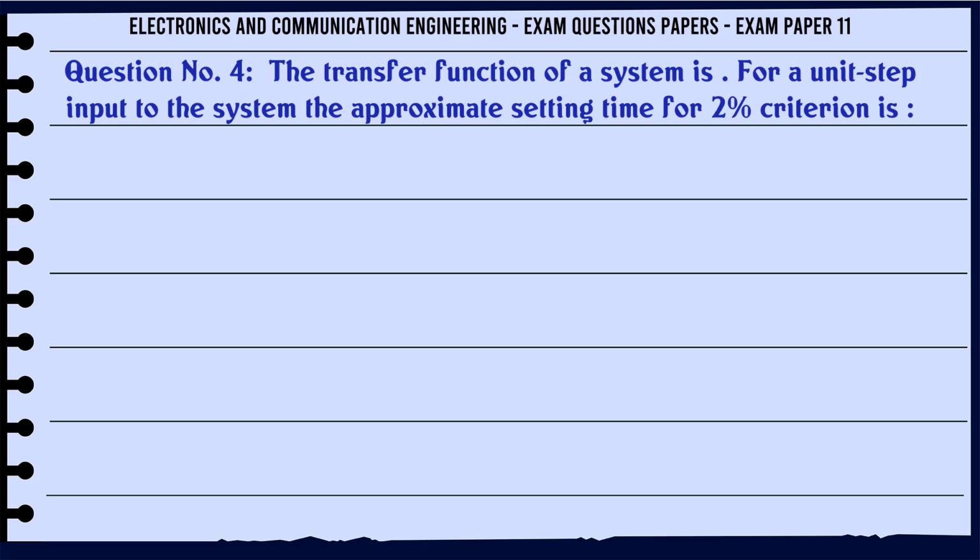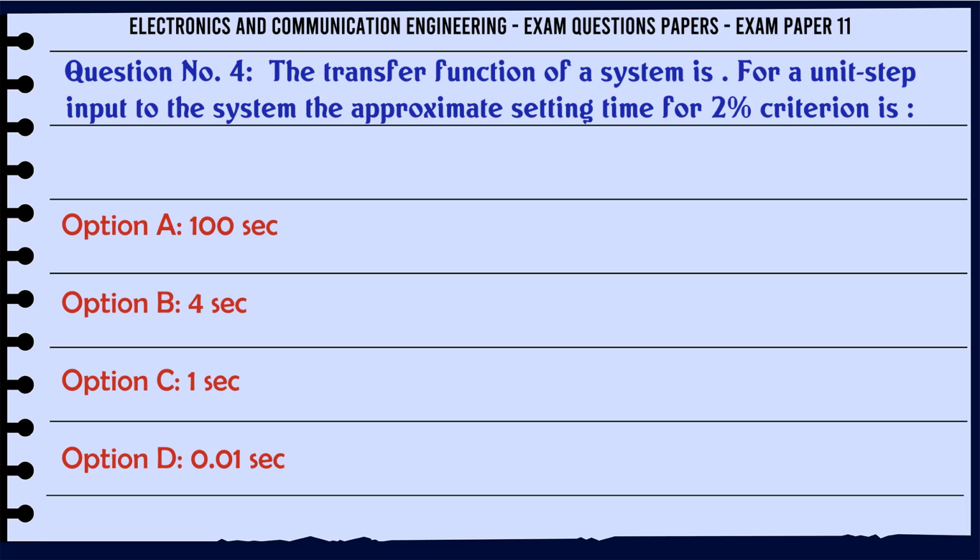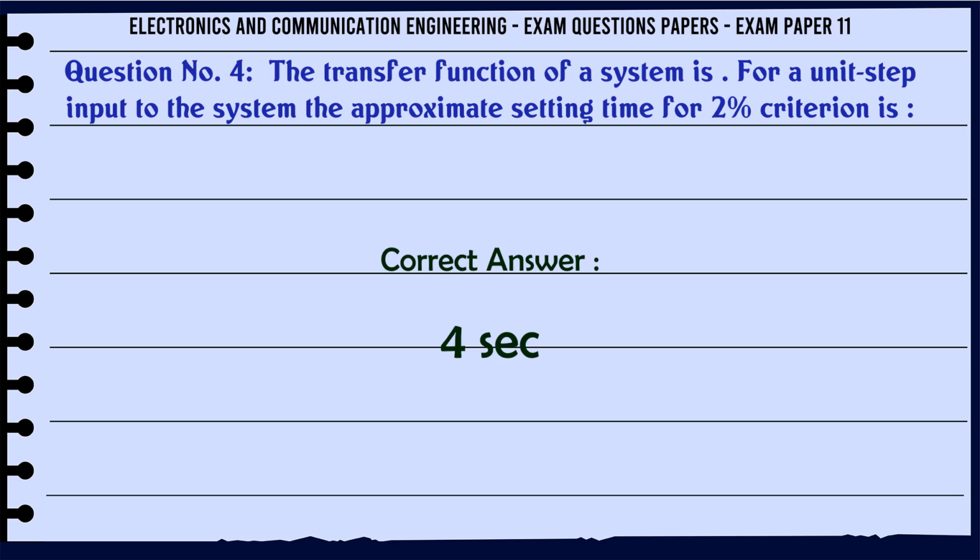The transfer function of a system is given. For a unit step input to the system, the approximate settling time for the 2% criterion is A 100 sec, B 4 sec, C 1 second, D 0.01 sec. The correct answer is 4 sec.